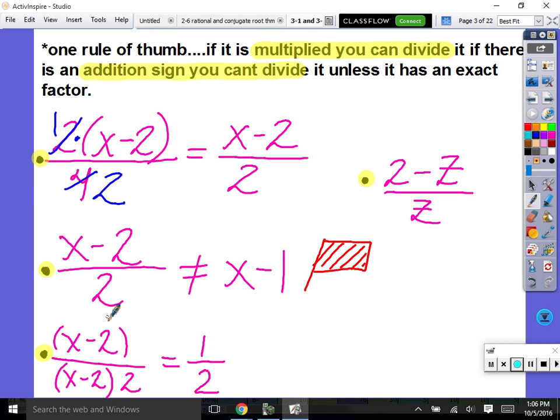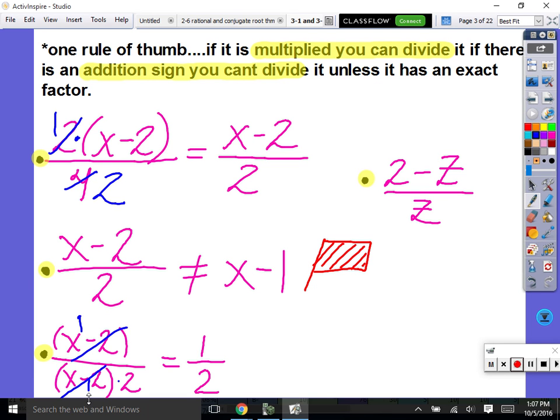But if you have something like this, right? X minus 2, you see how we have an x minus 2 on bottom, and it's being multiplied to 2. So those could divide out because those are exact factors. That becomes 1 over 1, right? Which is 1/2. Does everybody understand when we can and cannot divide?